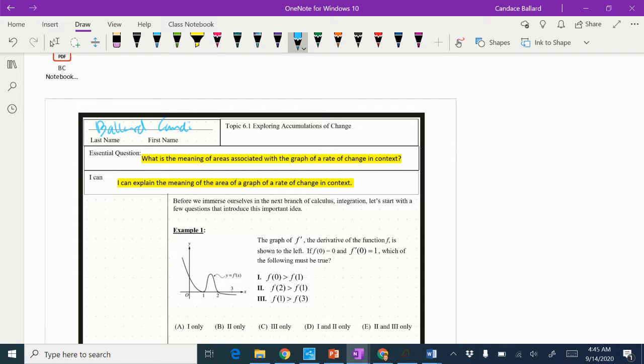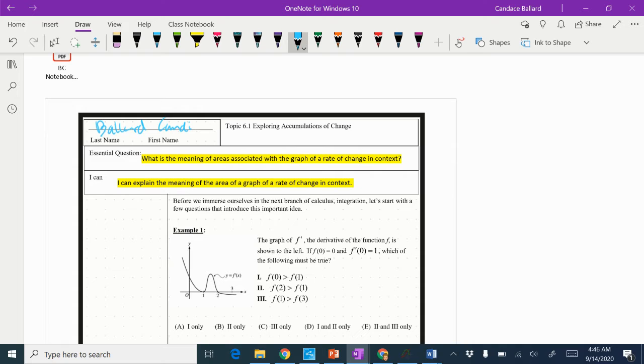And you'll notice it's clearly labeled what topic it is. This is the topic that matches the course exam description from the College Board. So we're exploring accumulations of change. Our essential question is, what is the meaning of areas associated with the graph of the rate of change in context? And I can explain the meaning of the area of the graph of the rate of change in context as our I can statement.